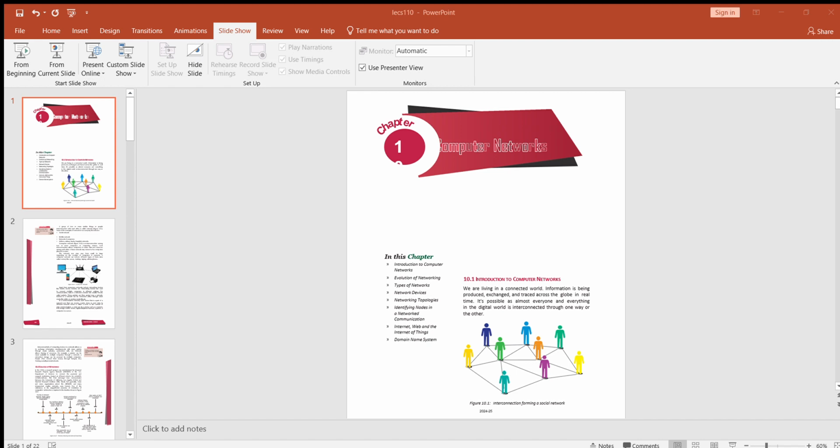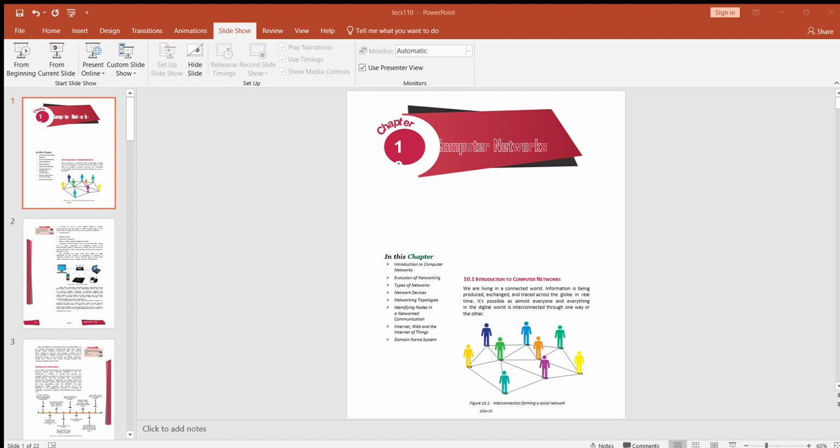In a ring, each node is connected to two other devices, one on each side. In a bus topology, each communicating device connects to a transmission medium known as a bus. Here is how a bus topology looks. And then a star topology: each communicating device is connected to a central node, which is a networking device like a hub or a switch.